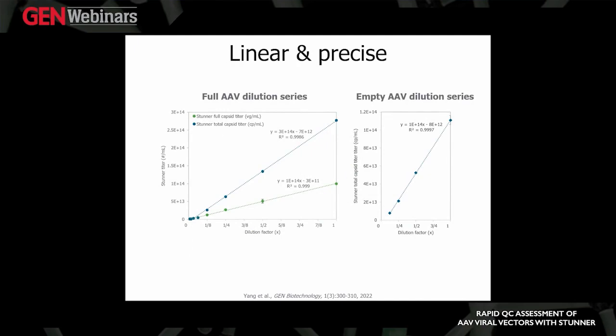To demonstrate the linearity of Stunner, a twofold dilution series was used for an AAV9 vector starting from a 1E14 vg per mL sample. These samples, shown here, were tested in triplicate. The results indicate high linearity of the full and total capsid titer results, with R-squared values of 0.999 and above. Precision is shown by error bars that often aren't simply visible, as low as 0.5% CVs and maxing out at 11.8% CV for the sample on the left. Percent CVs for the empty AAV sample on the right are between 1.4 and 4.4%, often much better than you'll find with a comparable ELISA kind of assay.